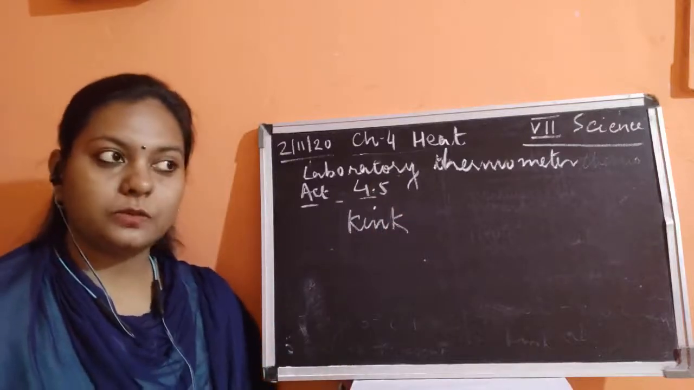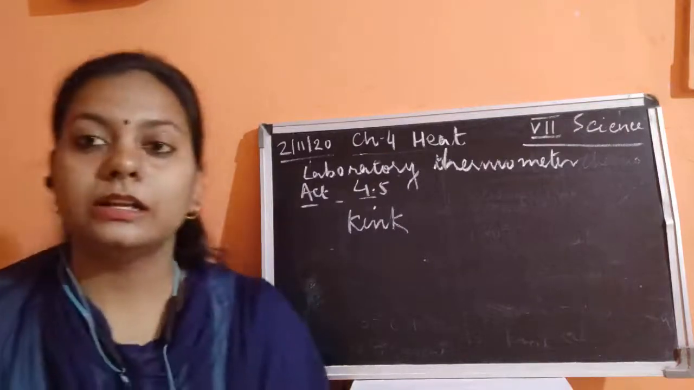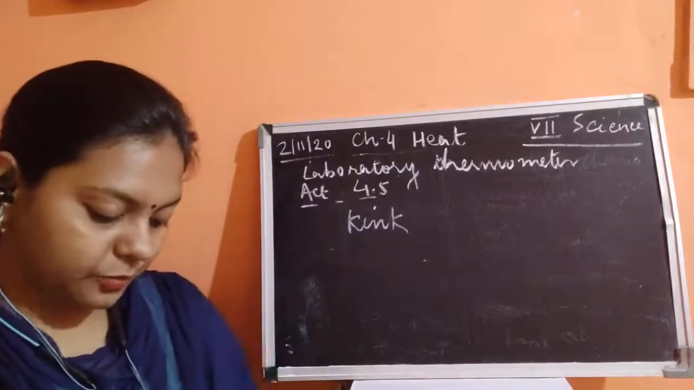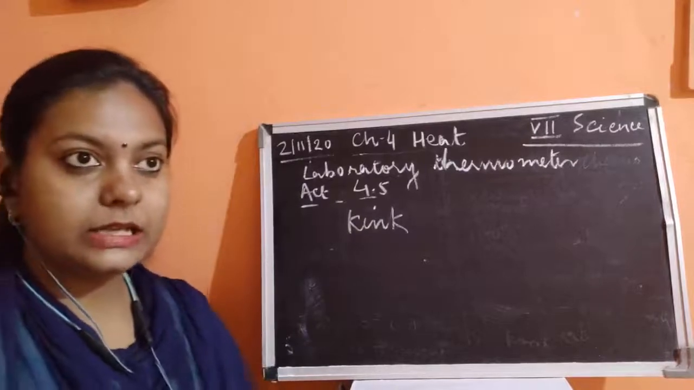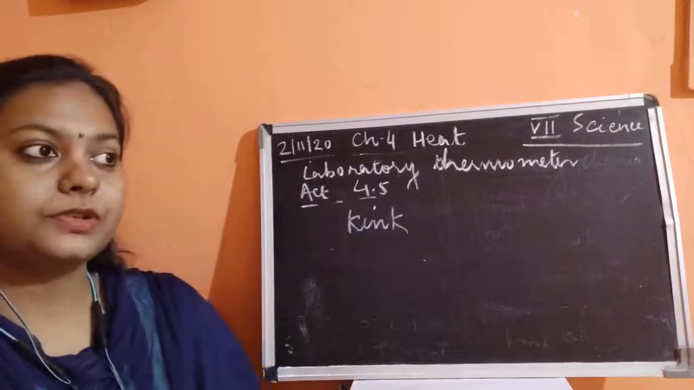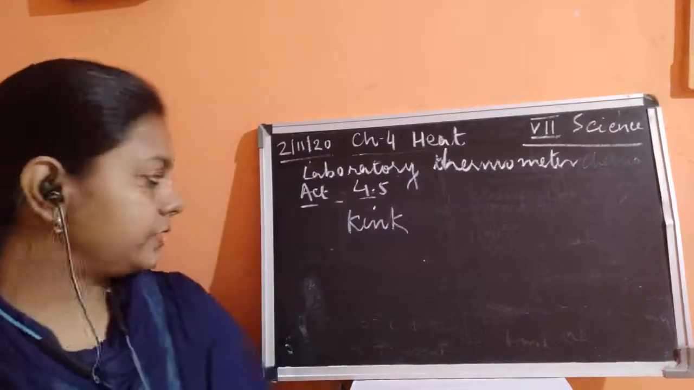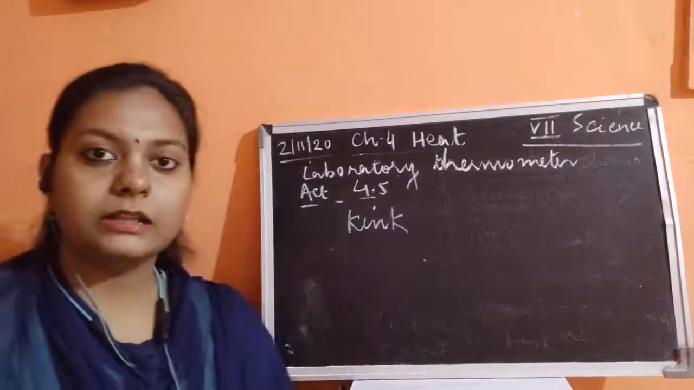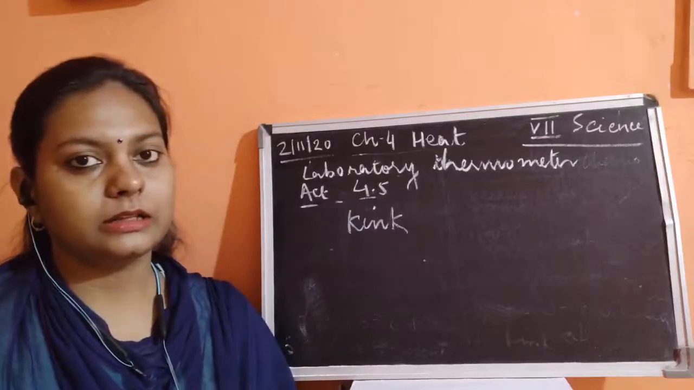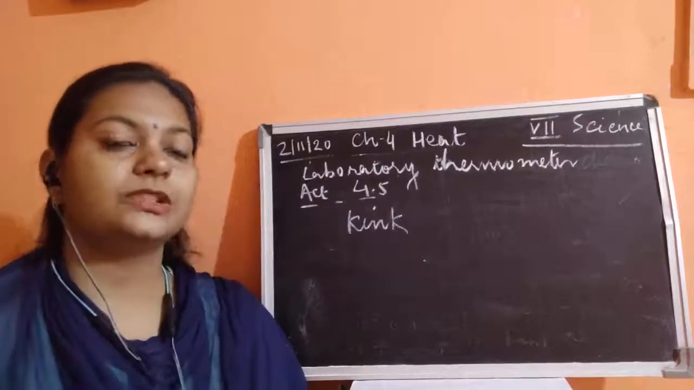The work of the kink is to hold the mercury at the particular temperature which we have to measure. Till the time we take the reading, and we do not give the jerk to the clinical thermometer, the mercury level is not going to go down. So this is the difference and the use of the kink in the laboratory thermometer and the clinical thermometer. It is absent. Why is it absent? Because we have to take both ranges of temperature.